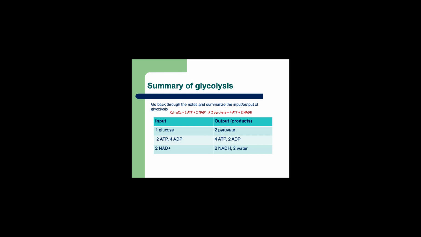So the inputs, therefore, are 1 glucose, 2 ATP, 4 ADP, 2 NAD+. And then the outputs, the products, as you can see here, are 2 pyruvate, 4 ATP, 2 ADP, 2 NADH, which we'll see goes to the electron transport chain, and 2 water molecules.